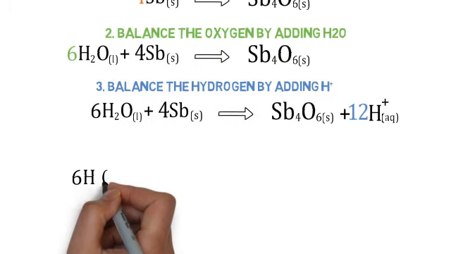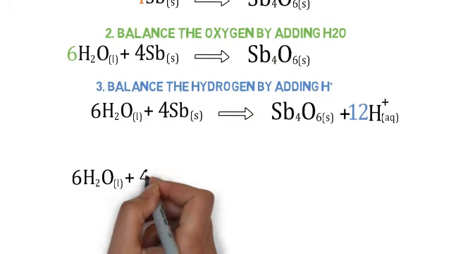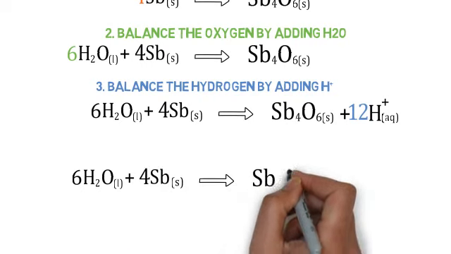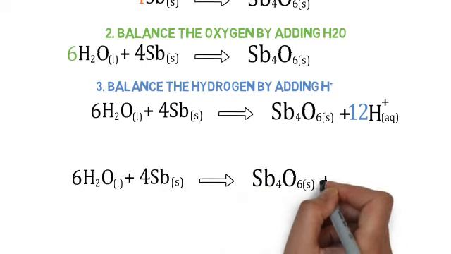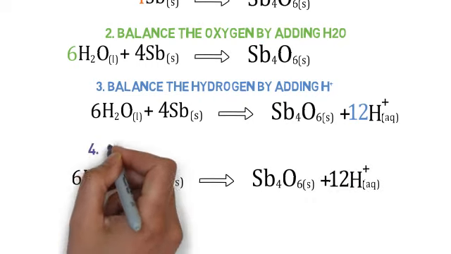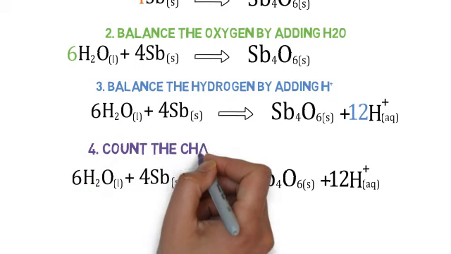Now, because we're talking about a redox equation, we need to look at the charges. So we're going to rewrite the equation again, and then we're going to look at the charge of each of our molecules or our ions. And from that, that will tell us how many electrons we need to add and to which side.